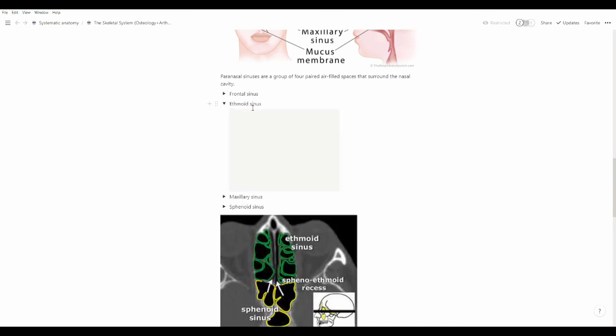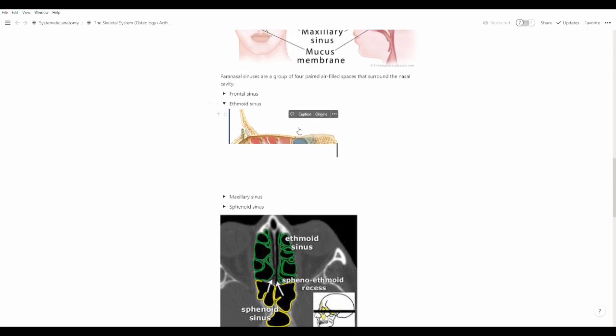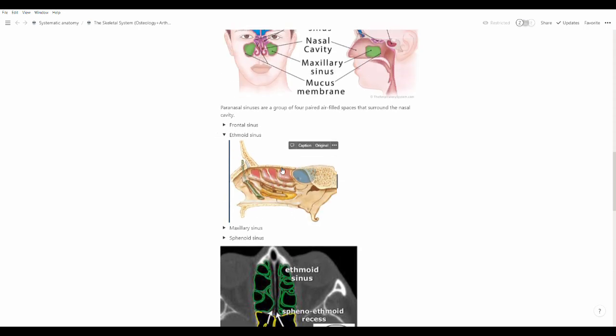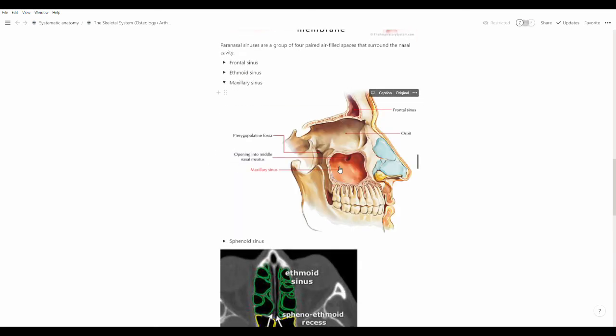Next up we have the ethmoid sinuses. Actually, most of the pictures I found online were pictures of all of them combined, but in this one, you can locate the ethmoid sinuses in here. 1, 2, 3, 4. Next up we have the maxillary sinus, the easiest one to locate. It's a very big hole in here, and you have an opening into the middle nasal meatus. So the opening is basically how the air goes inside and outside of the maxillary sinuses.